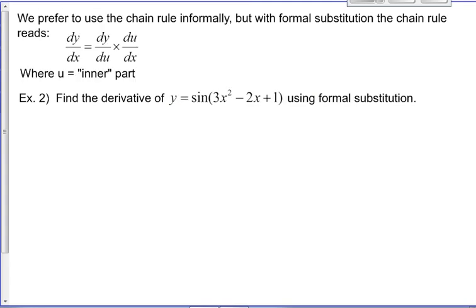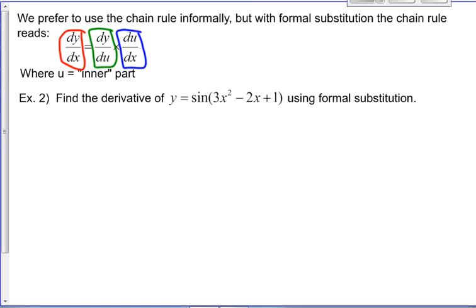If we want to do it formally, here's the way we would. So often we prefer to do these informally, but we can also use formal substitution. And so here's the way it reads. The derivative with respect to x is the derivative with respect to u, that's kind of the outer part, times the derivative of u with respect to x. Okay, now when you read that, it doesn't make a whole lot of sense. But here's the trick. u is the inner part.